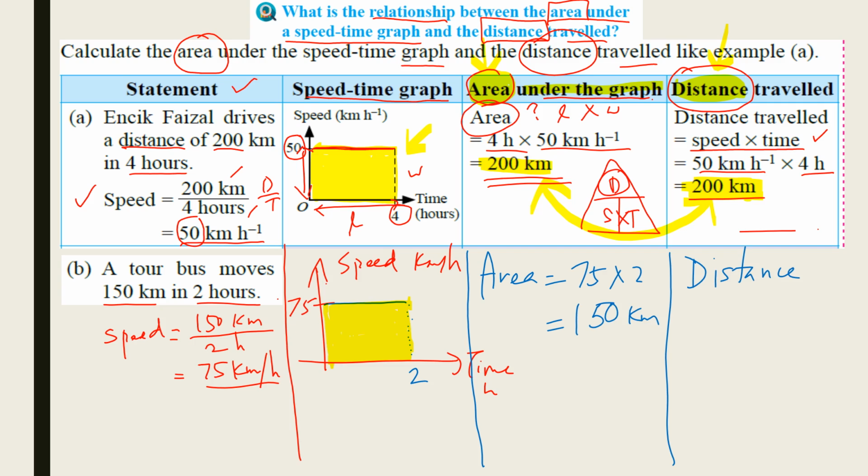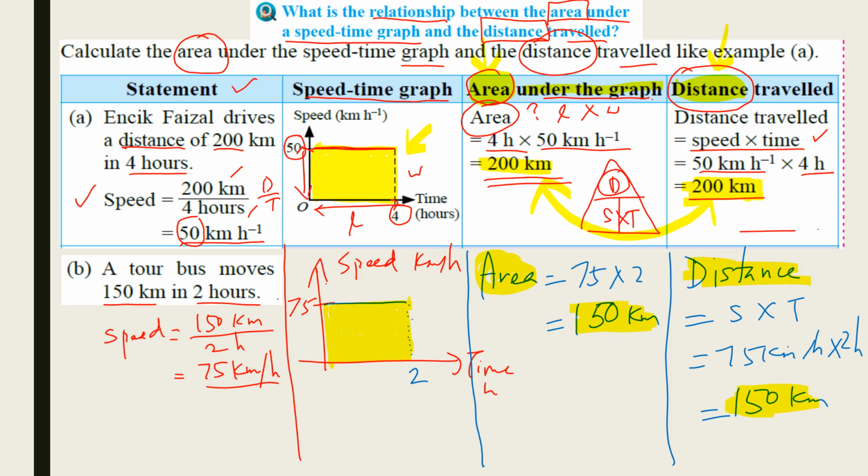Then we find the distance travelled equals speed times time. Your speed is 75 kilometer per hour times 2 hours. Yeah, so you'll get also 150 kilometer. So once again, you'll get the same answer. Your area and your distance are the same, 150 also.